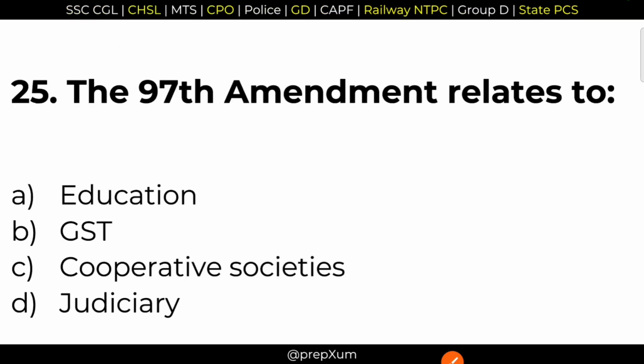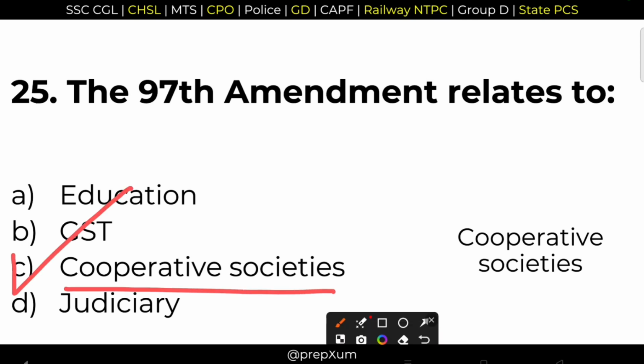25. The 97th Amendment relates to. 97th. It is related to cooperative societies. Option number C is the correct answer. The 97th Constitutional Amendment Act is related to cooperative societies.